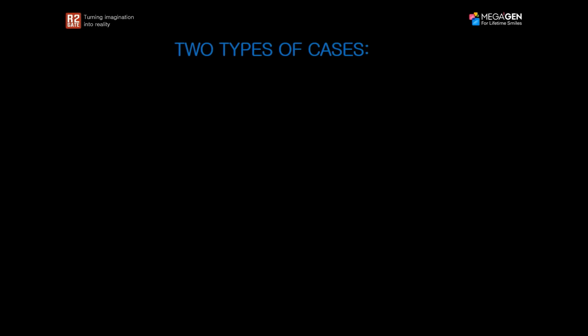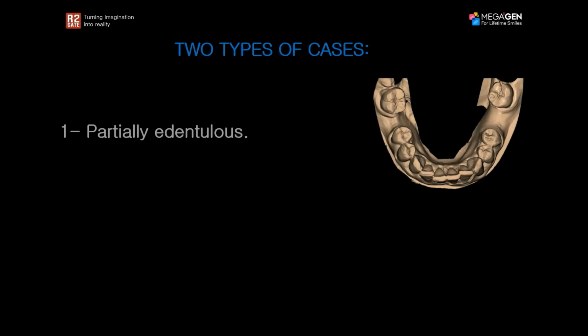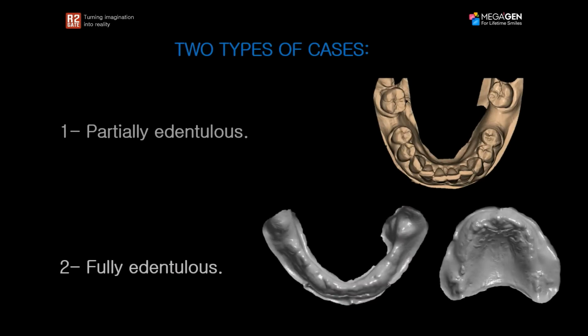Now let's move on to talking about the type of cases and how we can manage each type of case that you get. We have two different types of cases: partially edentulous cases and fully edentulous cases. In the presentation today, we'll learn about the differences between the protocols for doing guided surgery for a partially edentulous case and for a fully edentulous case.